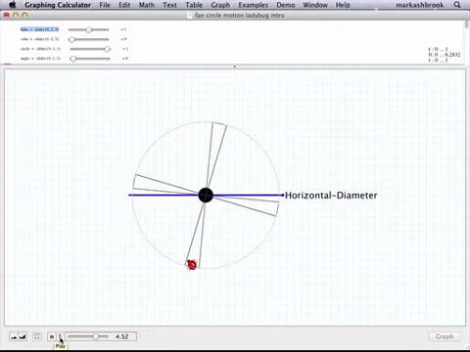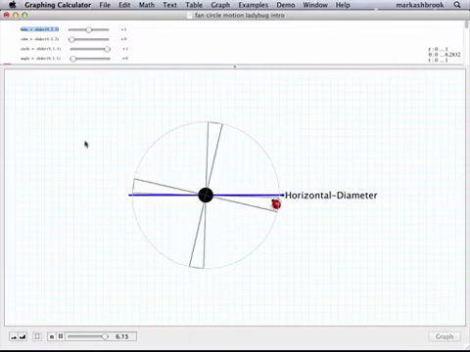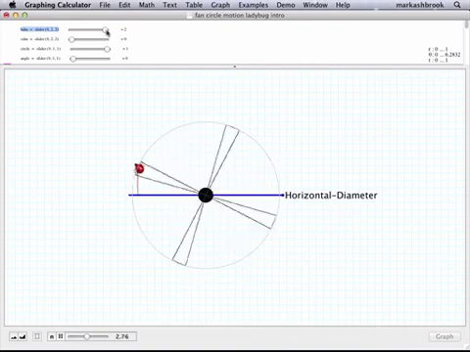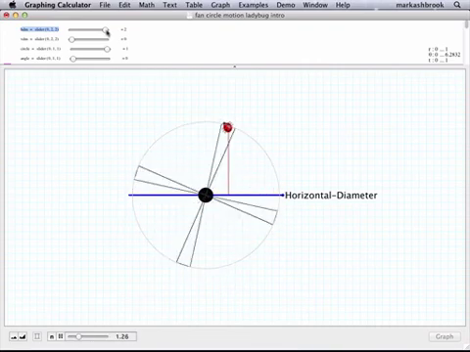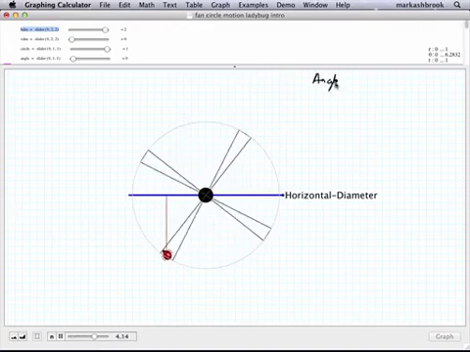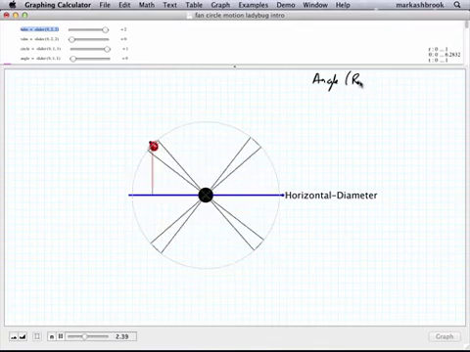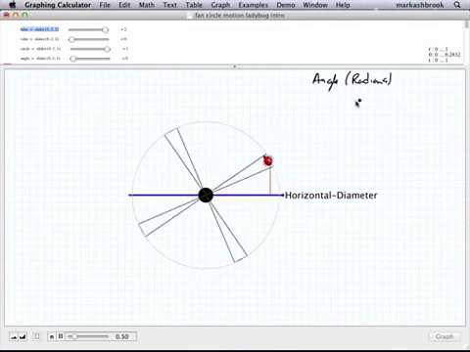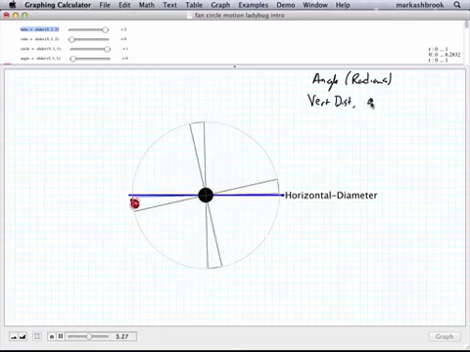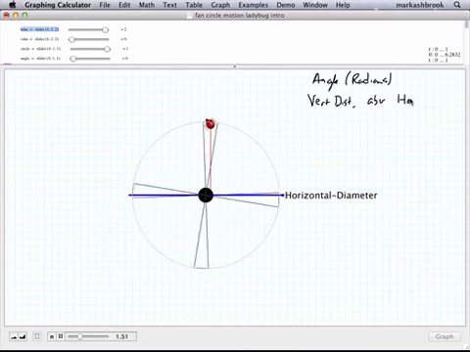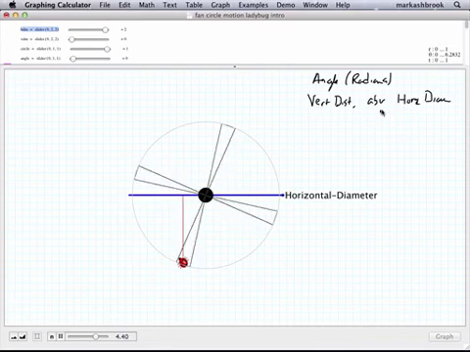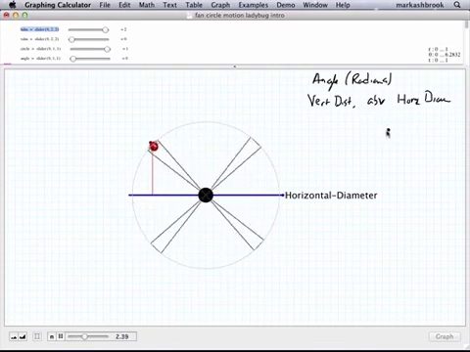Yeah, so you said the y coordinates, so like its vertical distance. So we're talking about angle, angle in radians. And then we can talk about the vertical distance above the horizontal diameter. I abbreviate all those words. Vertical distance above horizontal diameter.